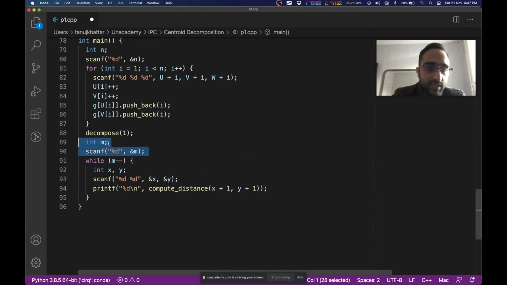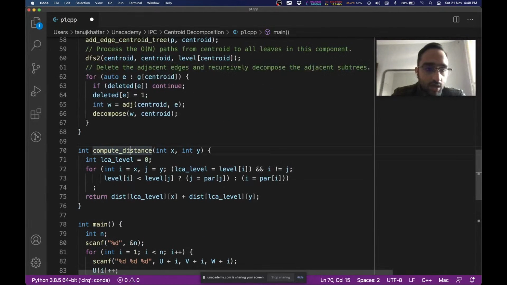Once we read the queries, we scan two nodes x and y, and we want to compute the distance between x and y. I'm using one-based indexing, so I pass x plus 1, y plus 1 to my compute distance function. In the compute distance, I have two nodes x and y. I want to compute the distance between these two nodes.